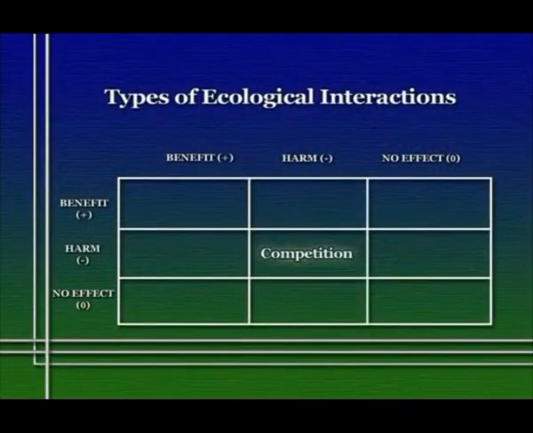Let's consider the case, for example, in which two species interact in a way that is actually harmful to each other. In other words, the presence of two species in an area is detrimental to each of those two species. This type of interaction we call competition. And it occurs most commonly when two species use some of the same resources, and those resources are limited.